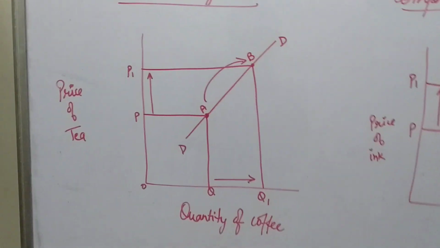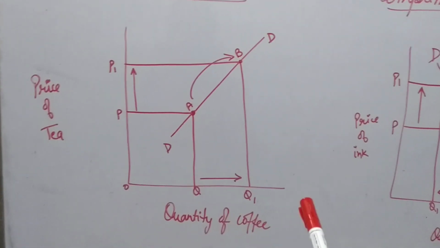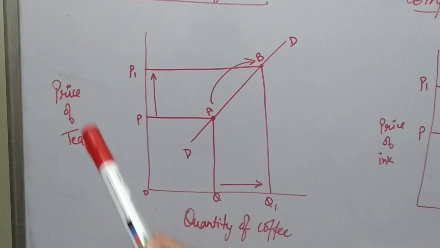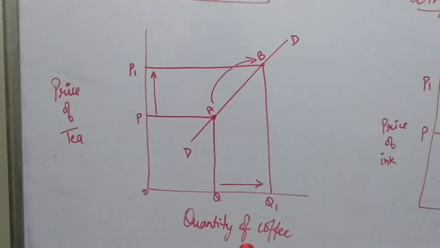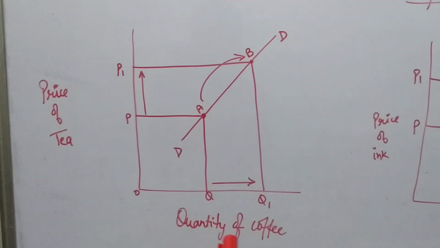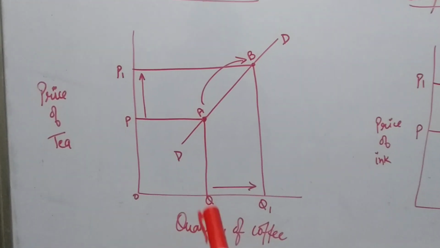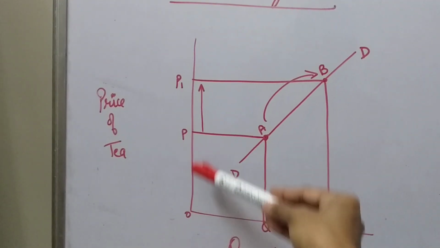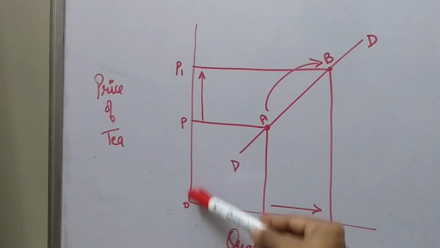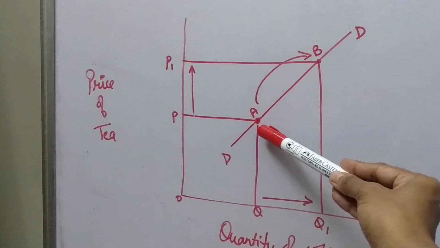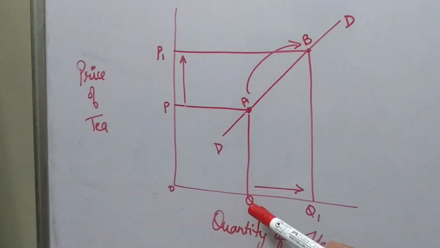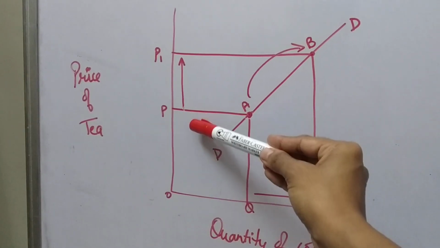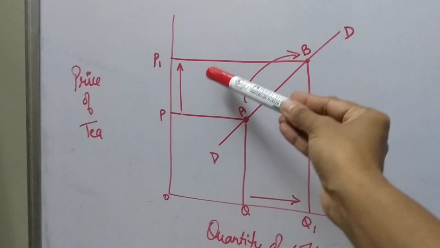So here also we are going to keep, first of all, on the OX axis quantity of coffee, and on the Y axis we are keeping price of tea, because both are substitute goods to each other. We can replace each other, and we can use another commodity with the same ease also. So first of all, let's see, when the price of tea was OP, in the beginning the price of tea is OP, at that time the consumer was consuming the quantity of coffee OQ.